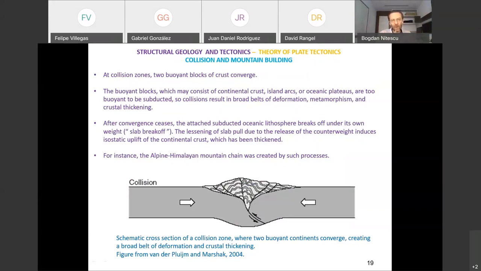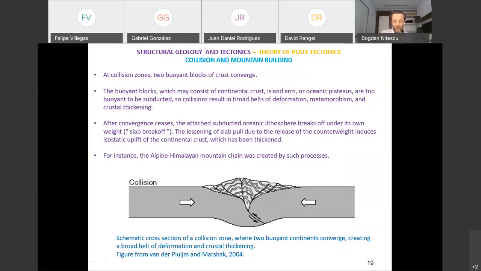Now, of course, we call it collision in the case of continental blocks. You will see when we talk about the orogens that when you have small pieces, like a little island or something, it's not really what we mean by collision. We call it accretion, where that piece is added to the continent. And this is what happened to the western side of North America, if you go from Washington State into British Columbia and Yukon.